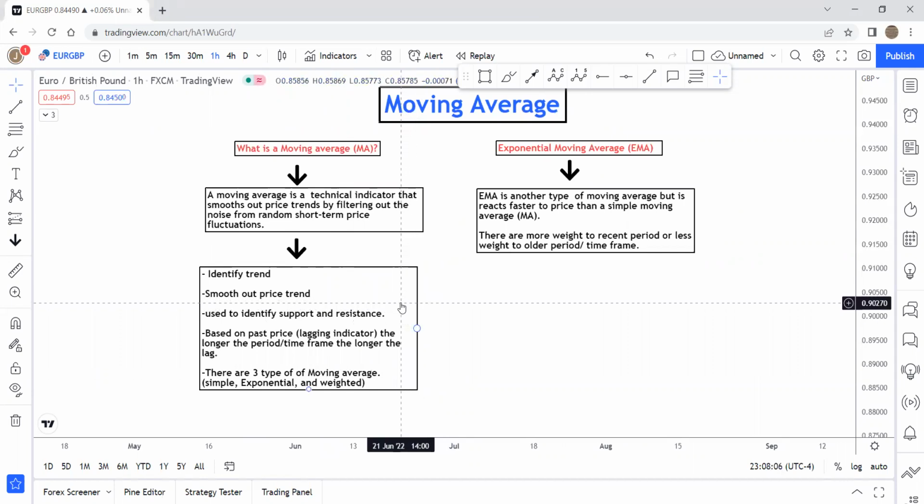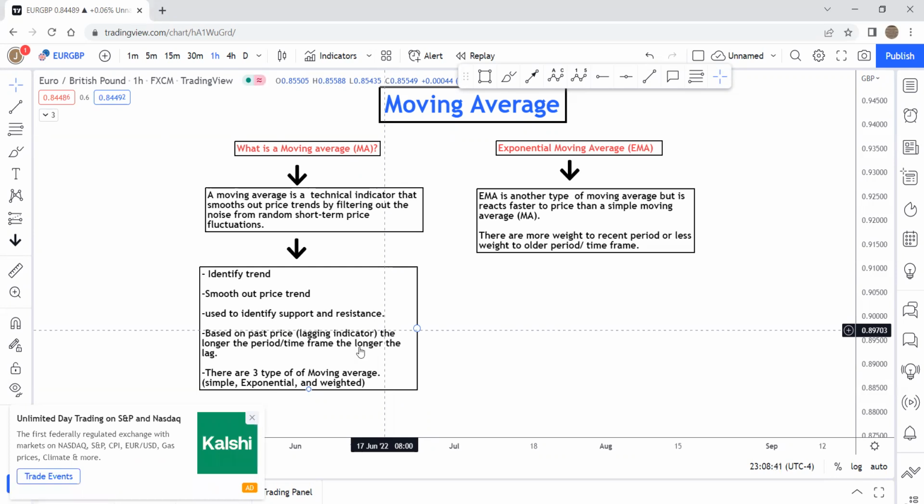It is based on the past price, the way it's calculated, right? And it's also known as a lagging indicator because it's based on the past price. The longer the period slash time frame, the longer the lag, right? And what I mean by that is, well, we'll review that in a short moment. There are three types of moving averages: simple, exponential, and weighted, right? Exponential and weighted is pretty similar, right? Similar. I kind of put it in a nice way, like the outcast, right?